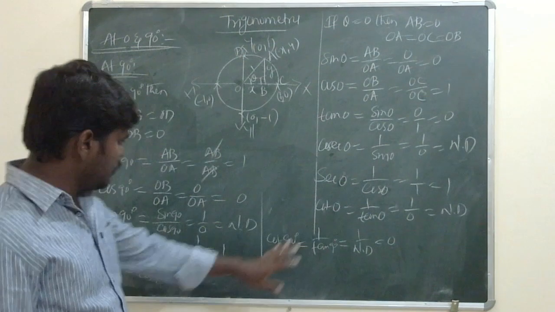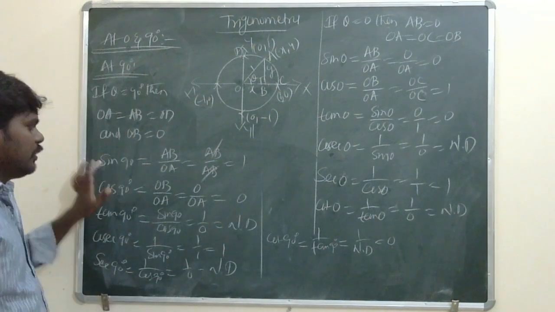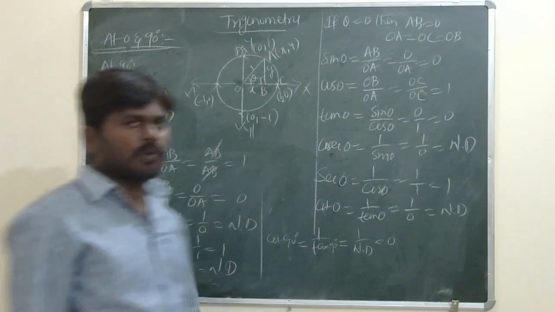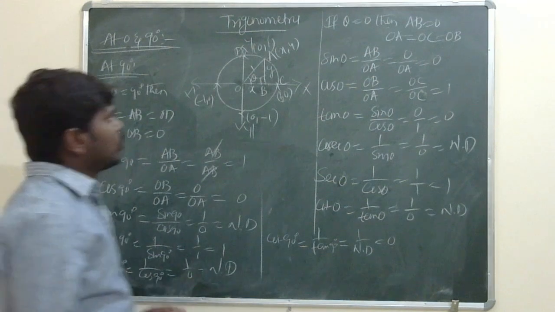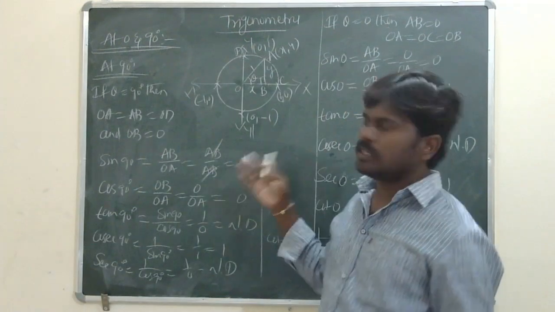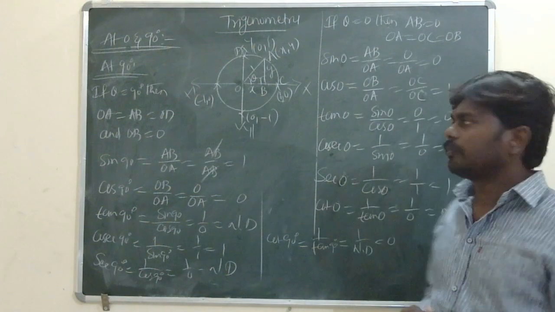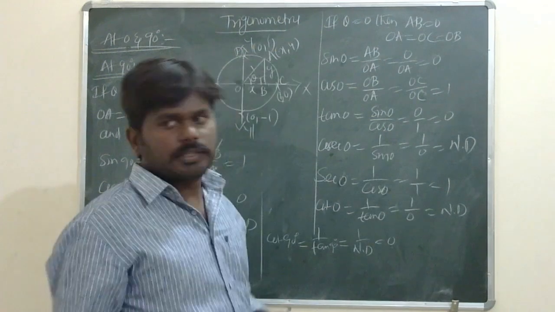Or if there is any confusion, you have to write cos theta by sin theta. So cos 90 is 0 by 1, so 0 by 1 means 0. Okay. So these are the trigonometric ratio values at 30, 45, 60, 0 and also 90. These are the very important values. So now we will write all these values as one table and we will see.